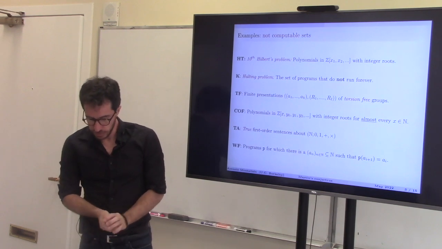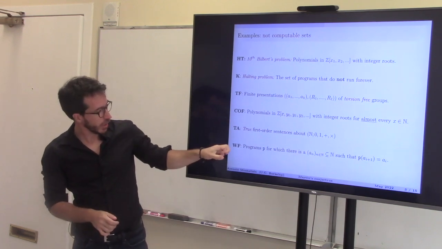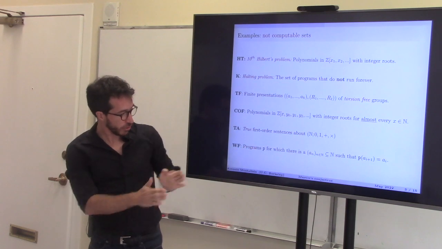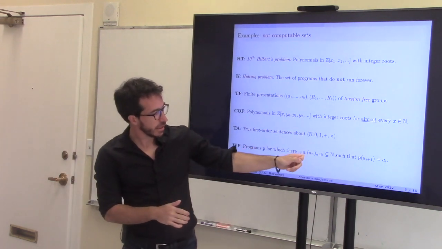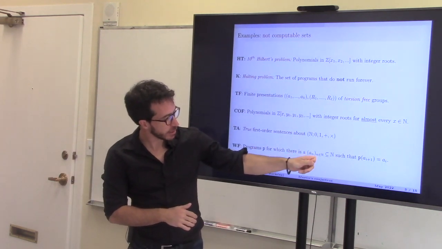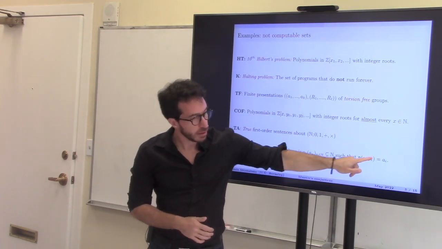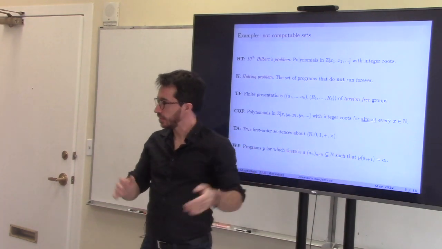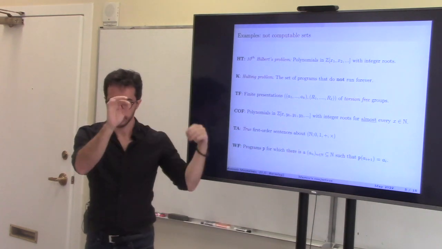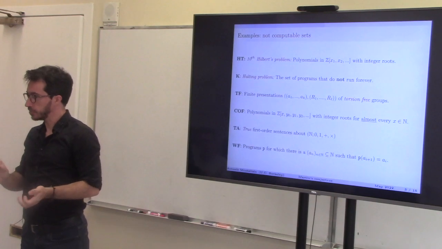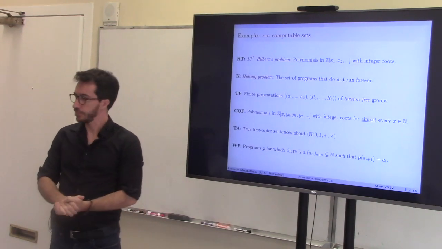Here's a weird one called WS, for well-founded. These are programs, so strings of characters, such that there is an infinite set of numbers, such that if you apply the program to one, you get the previous one. Again, it's a weird one, but okay, just to get the picture right on my examples. But you see it.